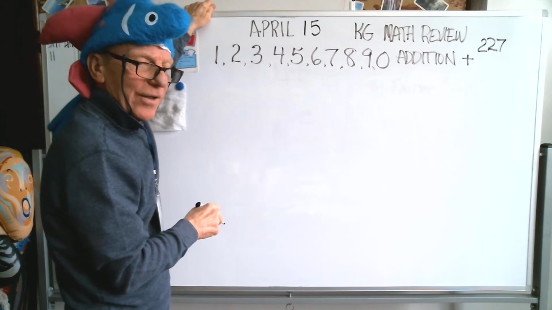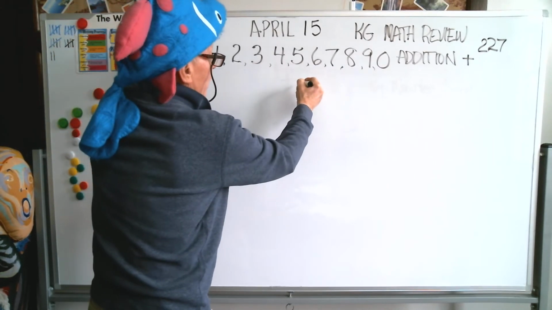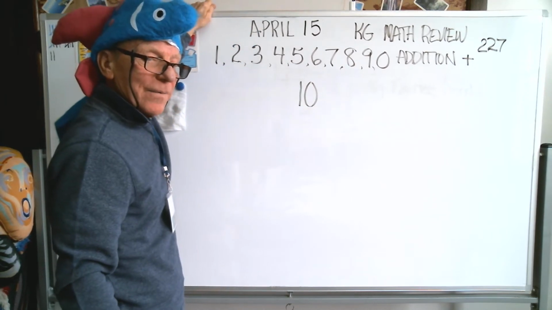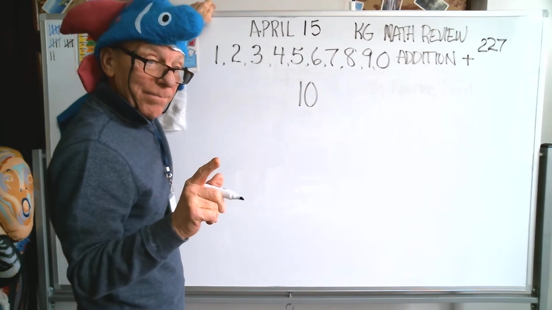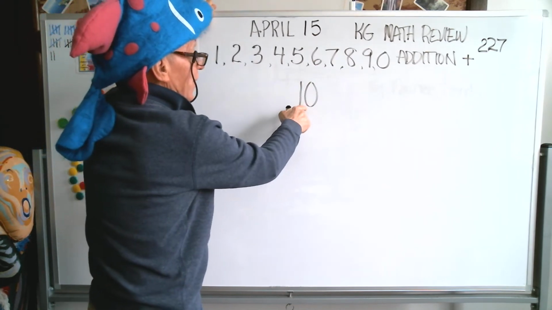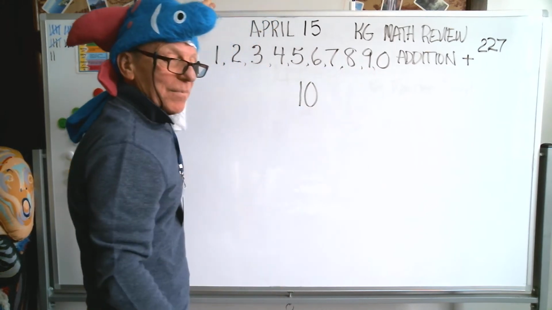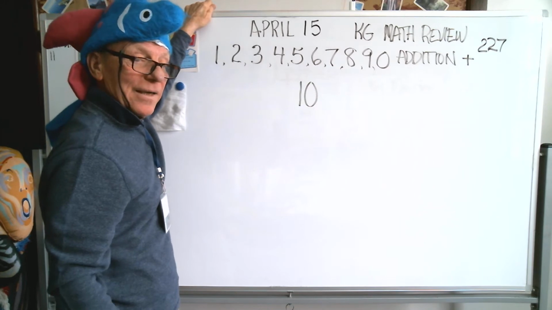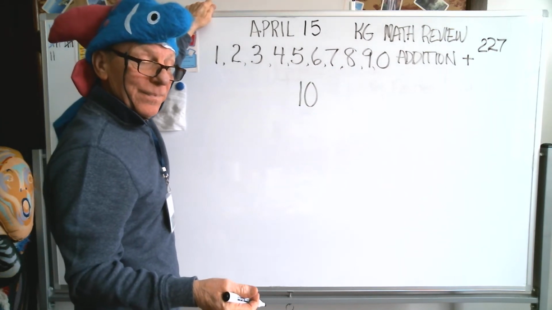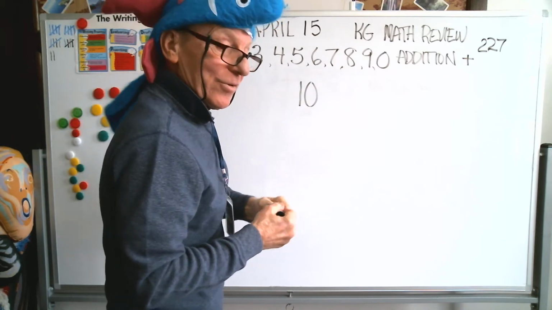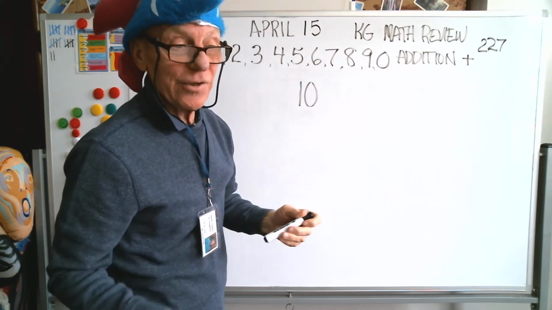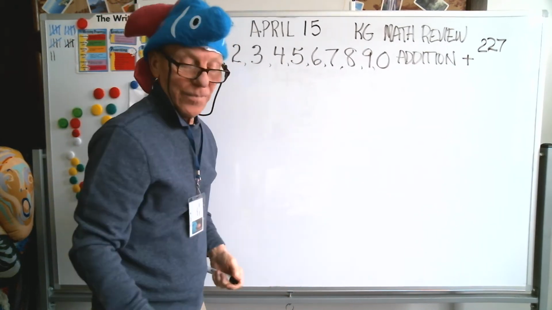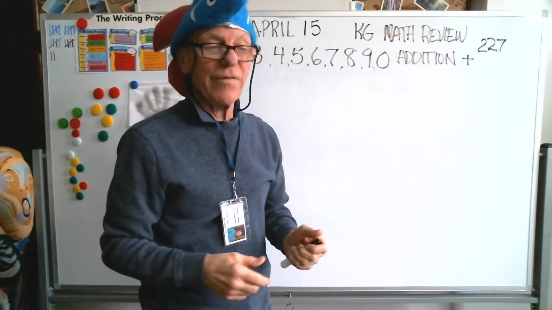0 has no value. But if you take that 0 and put it next to a 1, then it tells you this number would be the next number in the number line. So we go from 9 to 10. And the same thing happens when we get into the 20s and the 30s and the 40s and so on. So we use the 0 as a place value.